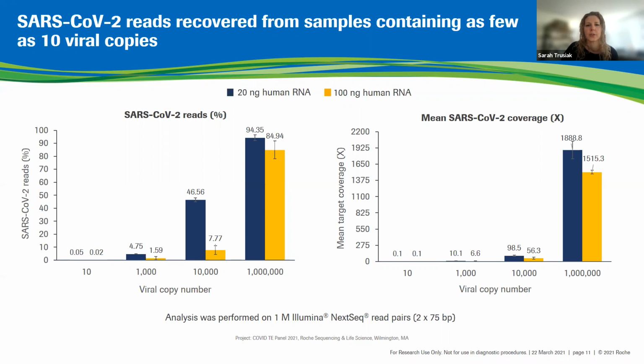Our mean SARS-CoV-2 genome coverage was between 6 and 10x for 1,000 copies, 50 to 100x for 10,000, and then over 1,000x genome coverage for 1 million viral copies for all samples.